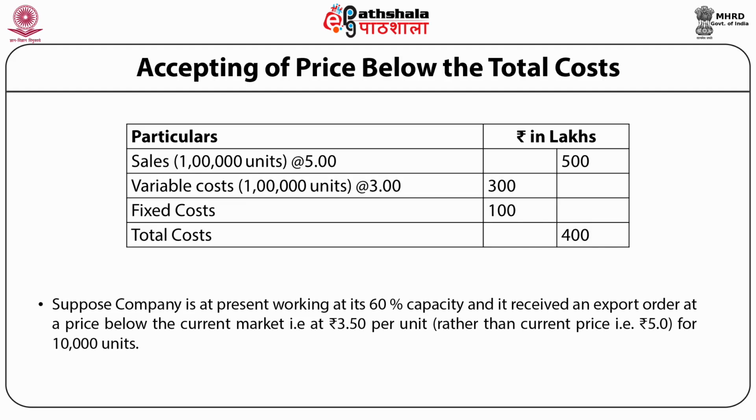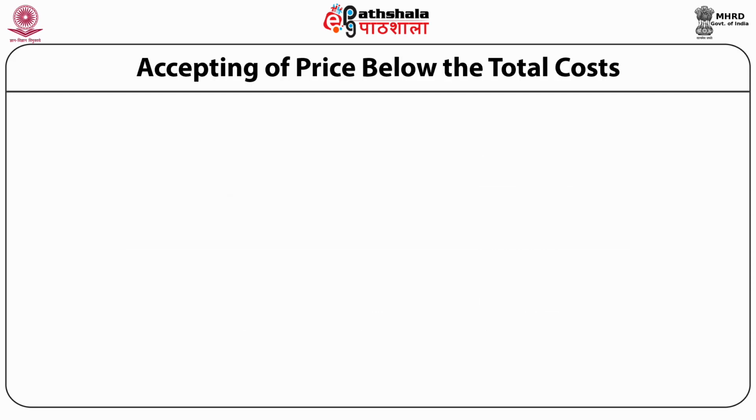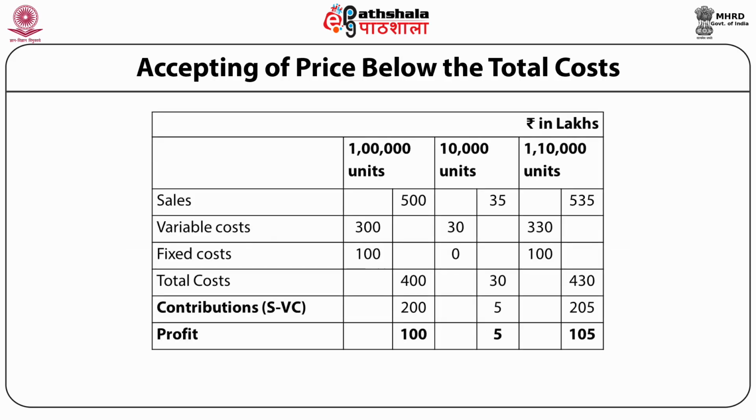Suppose an export order at a price below the current market price, that is at rupees 3.50 per unit, is received rather than rupees 5, for 10,000 units. So now in this case, should the company accept this order or not?